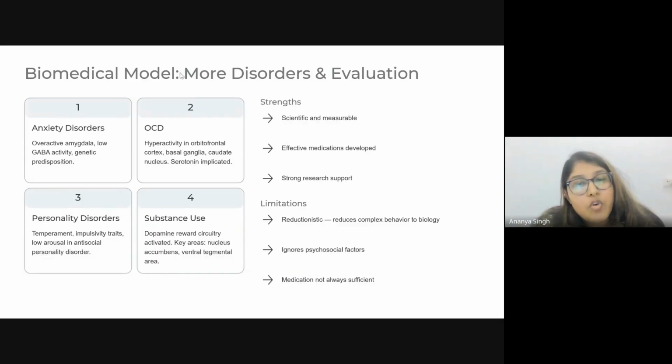What are the strengths of this model? It is scientific, it is measurable, there can be strong, objective research on this, and effective medication can be developed, so disorders can be helped directly.